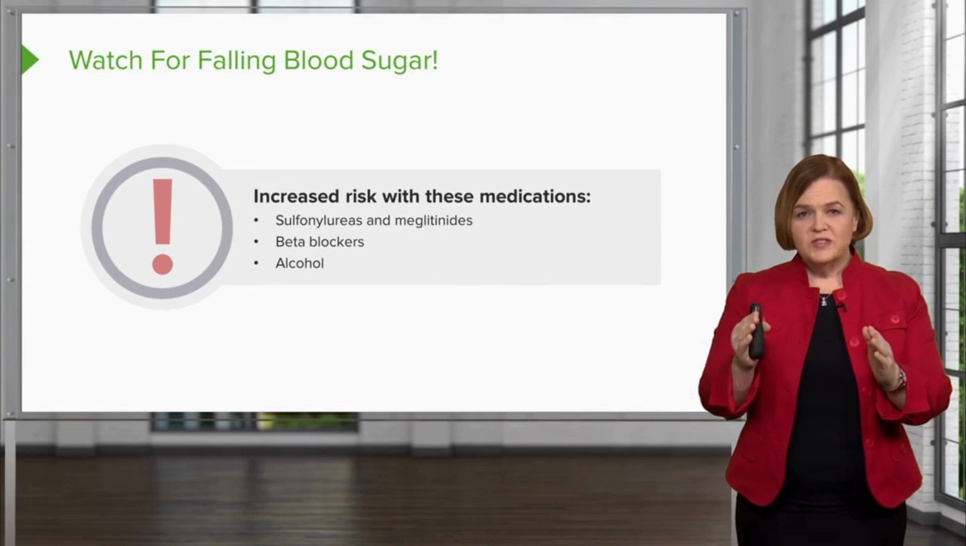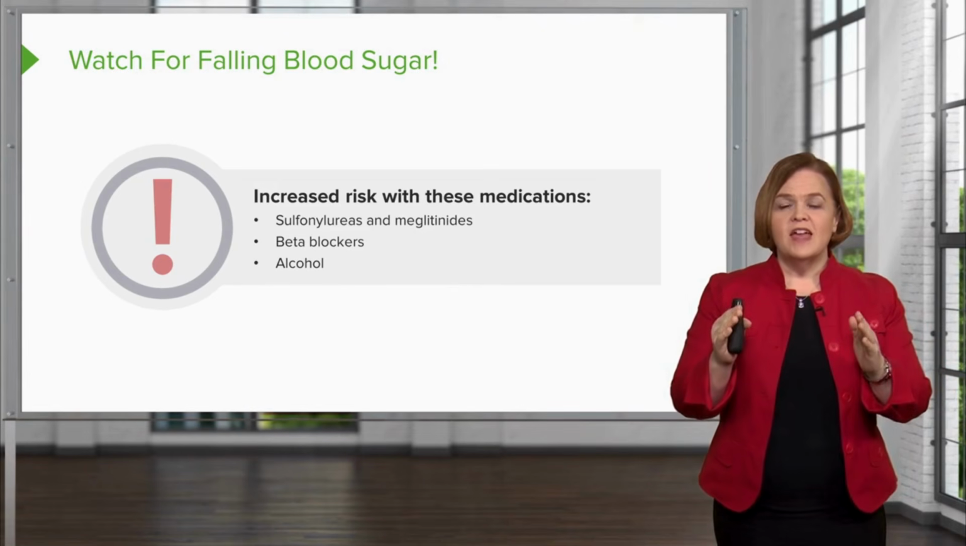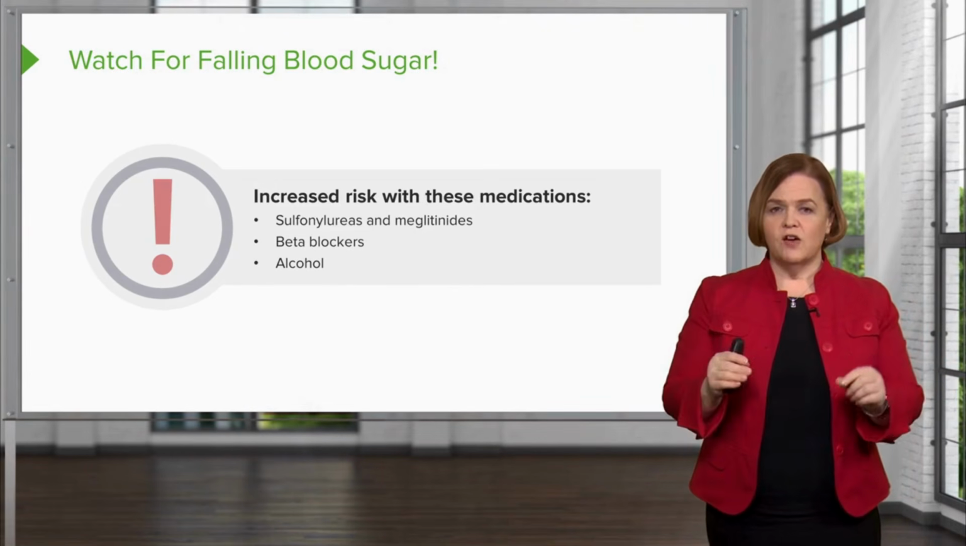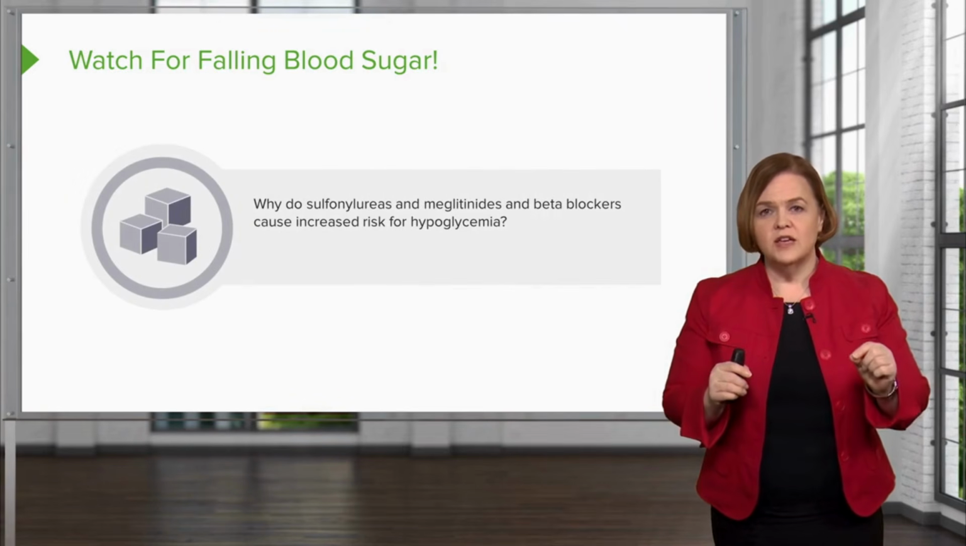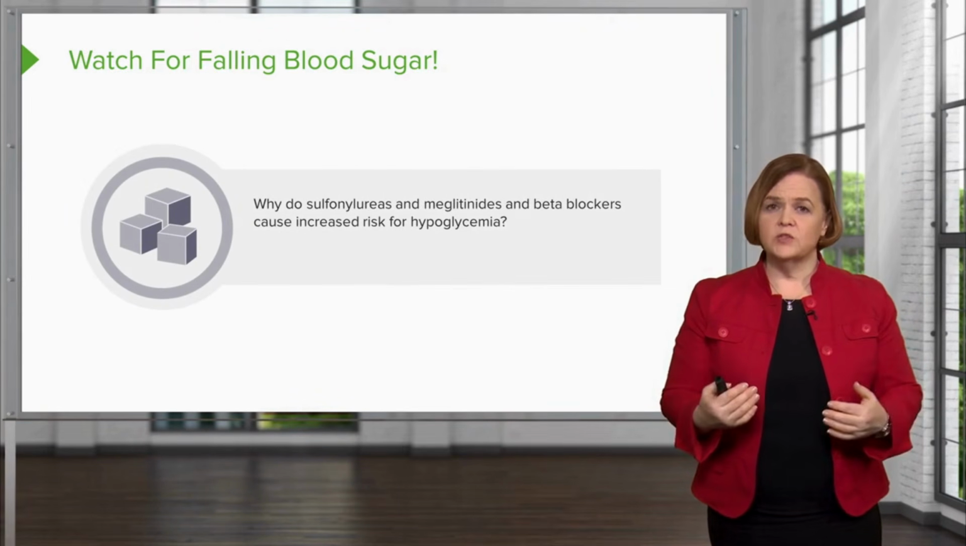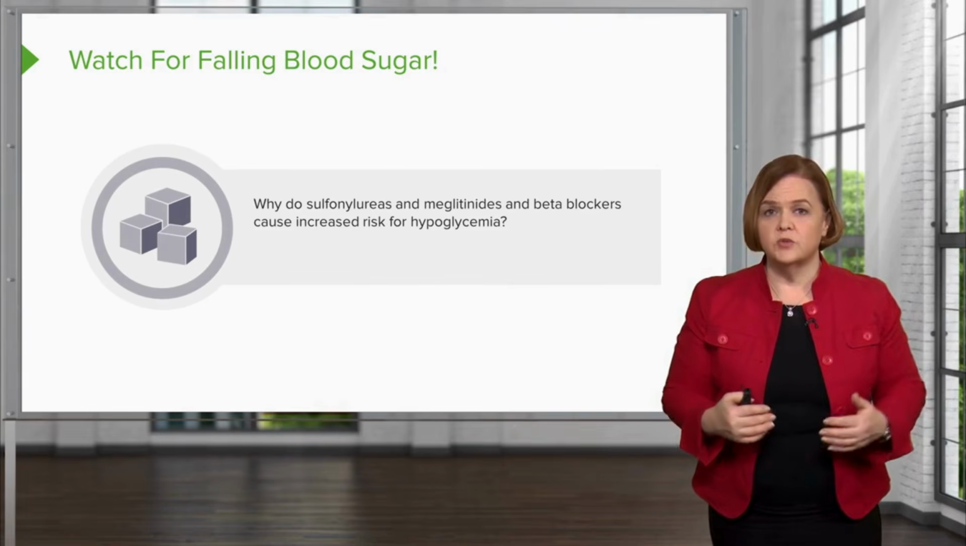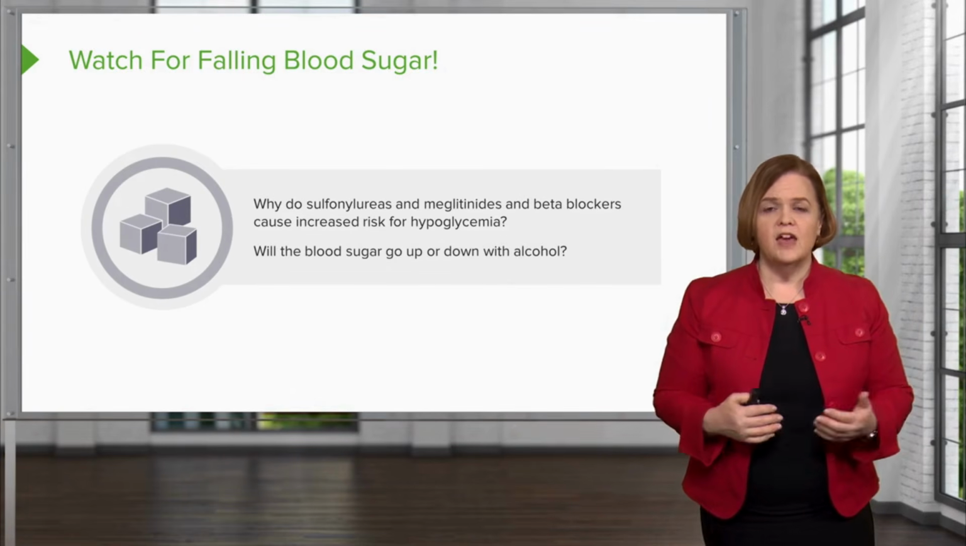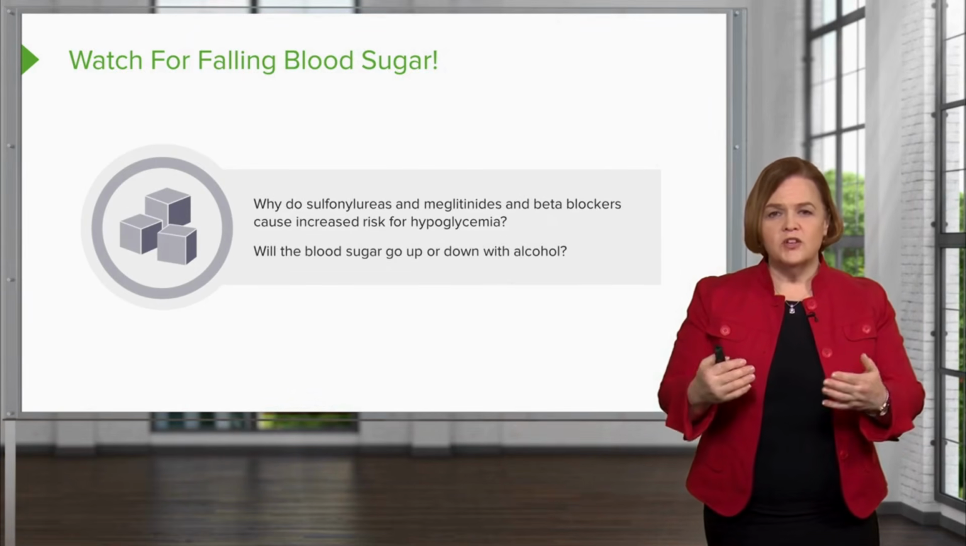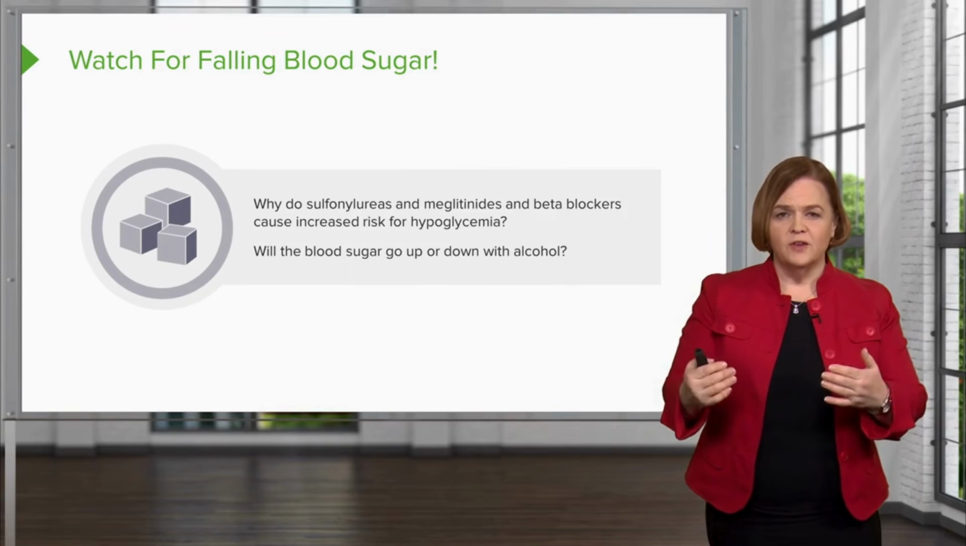So go through those examples one more time. See if you can answer the question to yourself: why do sulfonylureas and meglitinides cause an increased risk for hypoglycemia? Why do beta blockers cause an increased risk for hypoglycemia? And what's up with alcohol? Will their blood sugar go up or go down?